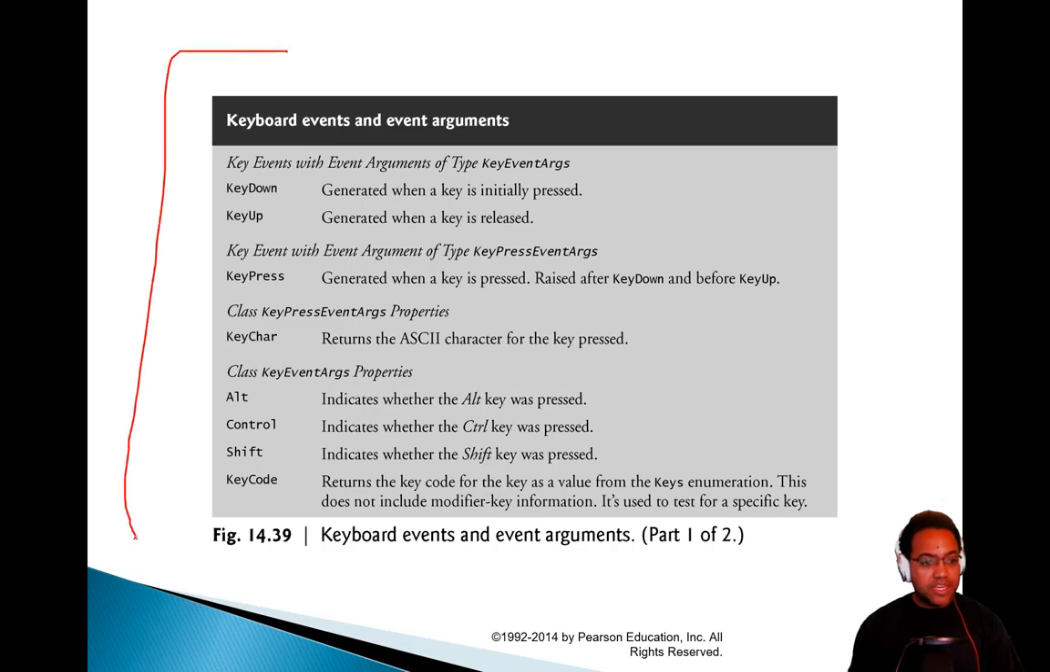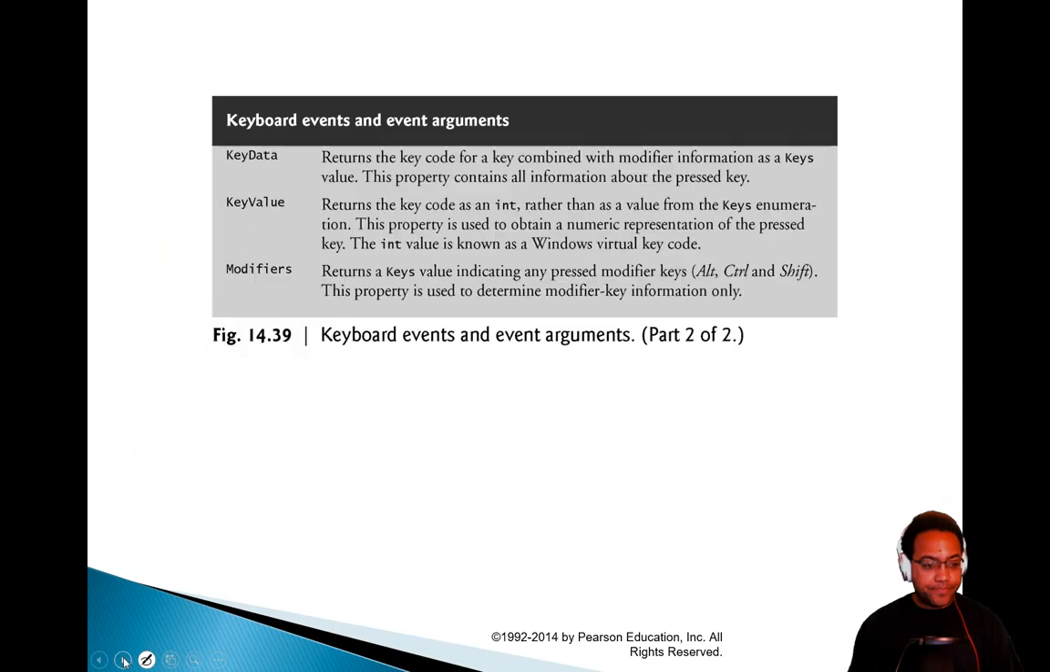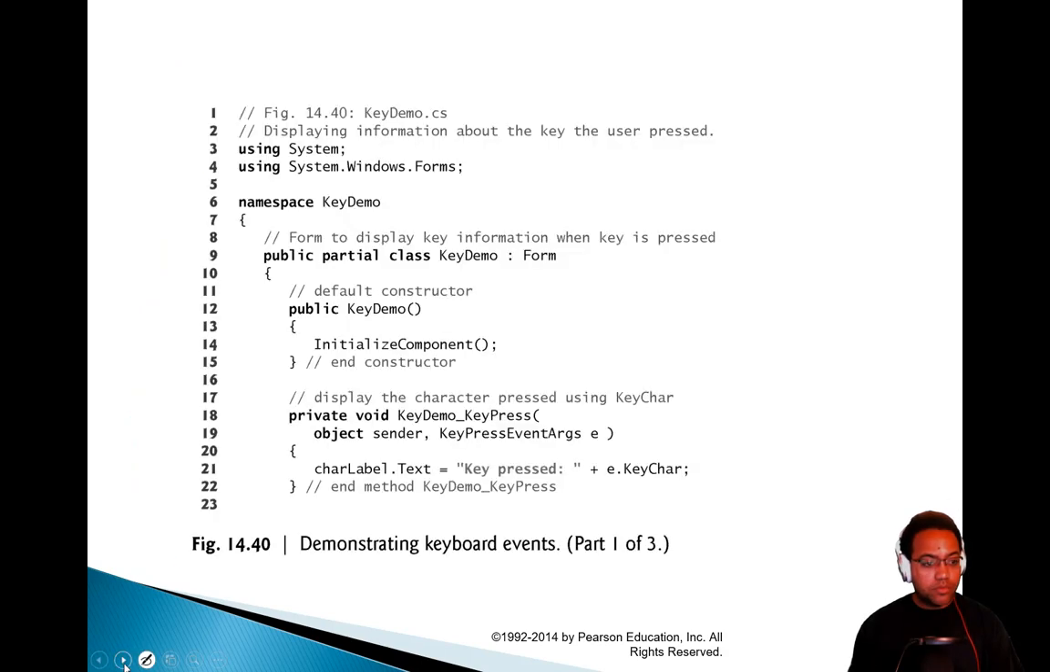And here we go. Key down is a very important event. I use it a lot. Key press is also a nice event. It's raised after the key down and before the key up. So key press is the holding of the key. Key down is when you press the key down. Key up is when you release the key. So, key data, key value. And here we go.